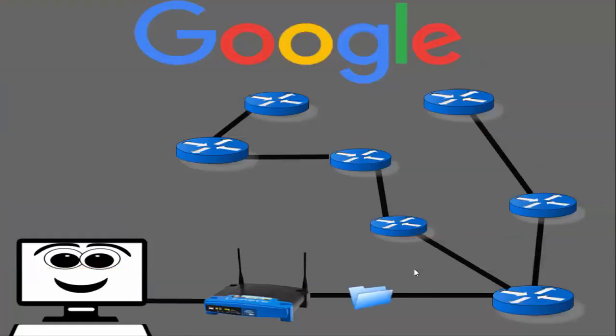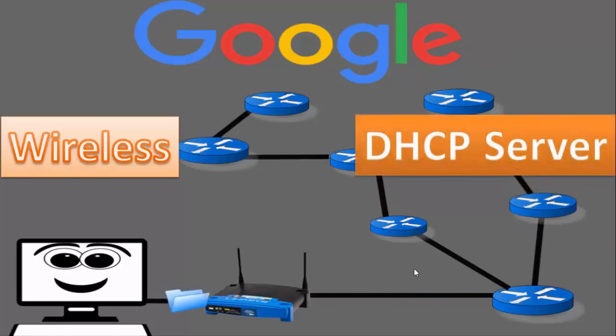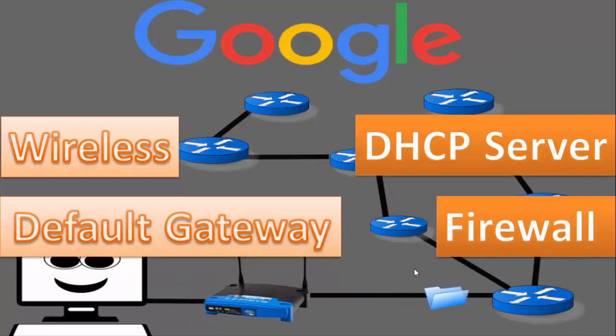Now here you can see the internet is wholly connected by routers. These are also gateway devices, and they have a variety of functions. Nowadays a wireless access point is built into them. They can act as a DHCP server. They are also the default gateway, and they have a built-in firewall. Further on, they have a lot of complex functions like MAC address filtering and a lot more.